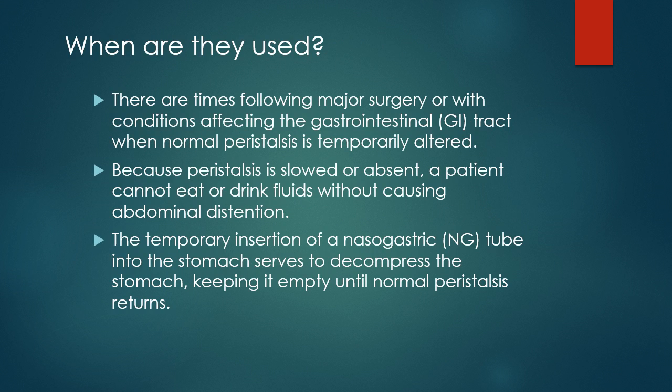So when are nasogastric tubes used? Well, there are times following major surgery or with conditions affecting the gastrointestinal tract when normal peristalsis is temporarily altered. Because peristalsis is slowed or absent, a patient cannot eat or drink without causing abdominal distension. The temporary insertion of an NG tube into the stomach serves to decompress the stomach, keeping it empty until normal peristalsis returns.